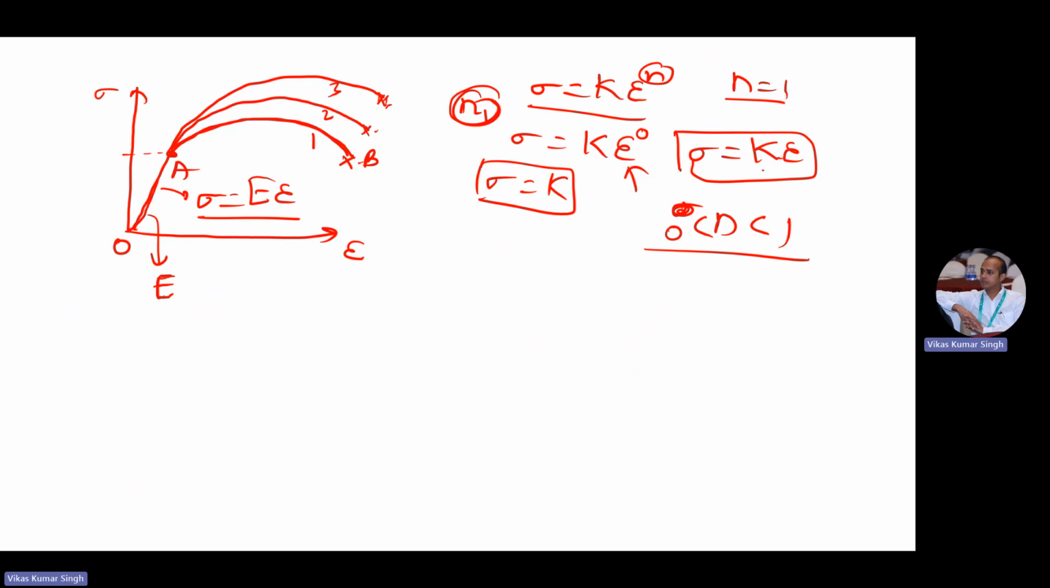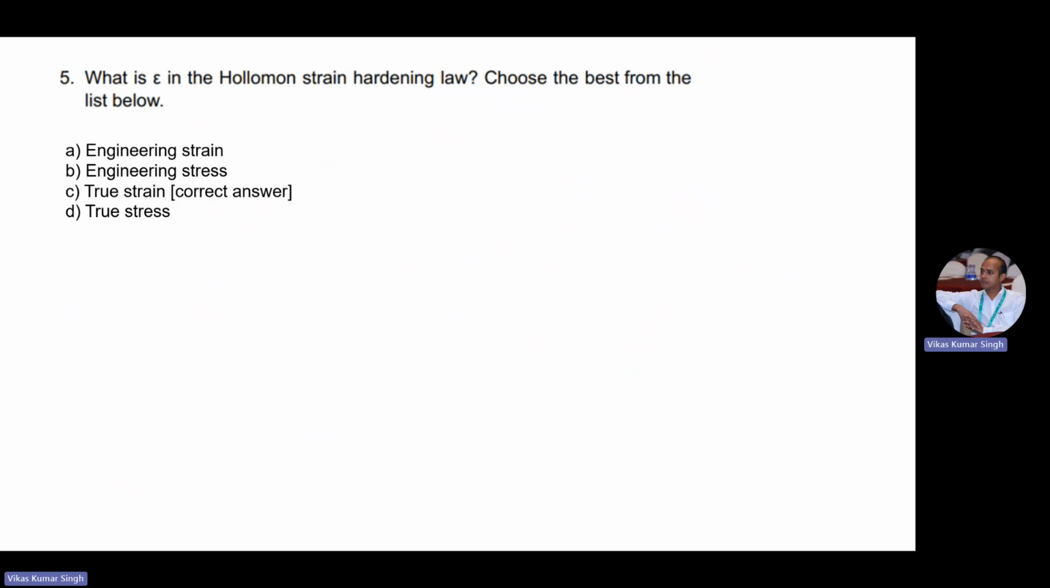So coming to the next question. Here is the next question, and this is an objective question, and this is the same as what we discussed in the previous two questions, strain rate sensitivity and all. In this question, it is asked: what is epsilon in Holloman strain hardening law? Choose the best from the list below. Just read this question and try to figure it out. The answer is already given, but what is that Holloman strain hardening law? This is the point that I am going to explain.